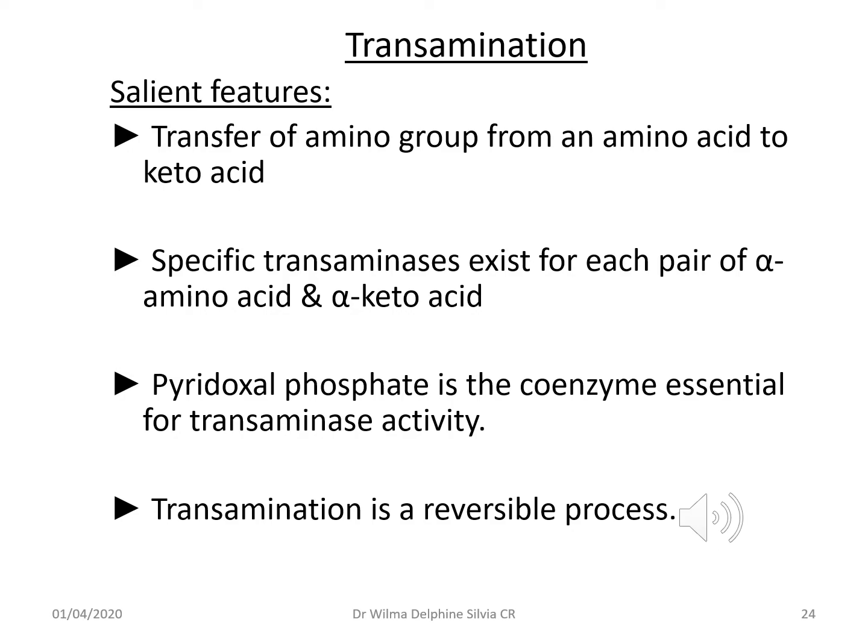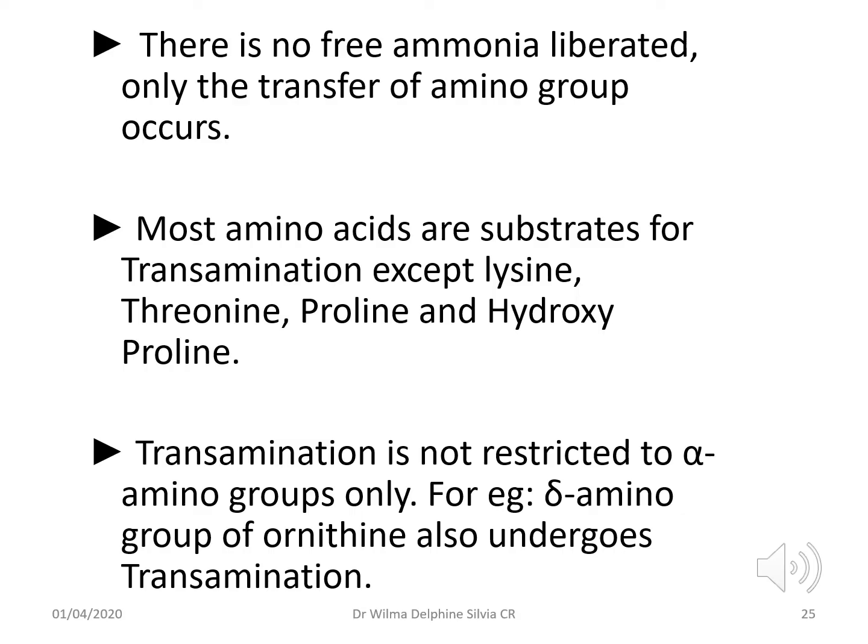Pyridoxal phosphate is very essential for the transamination reaction. As we have discussed, there is a formation of Schiff base, then the pyridoxal phosphate accepts the amino group from the amino acid and then transfers it to the keto acid, and it is a reversible process without the liberation of ammonia, because there is only transfer of amino group between the amino acid and the keto acid.